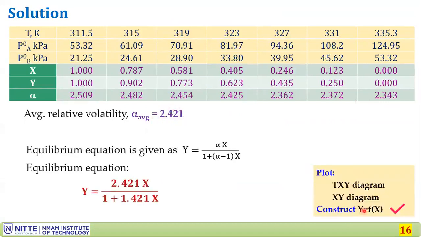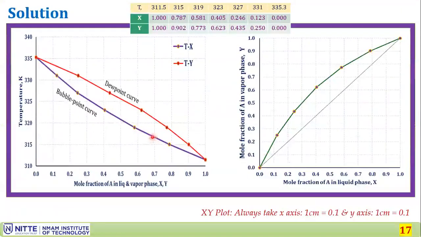Of the three questions that were asked, y is equal to f of x, I have written here: y is equal to alpha x divided by 1 plus (alpha minus 1) x. It comes to 2.421x divided by 1 plus 1.421x. Now plotting the graph, you have the previously calculated values of T, x, y.